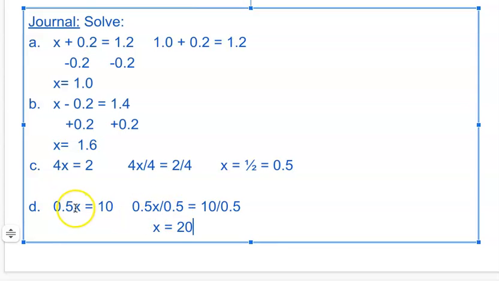And you can check it by plugging it back in. So 20 times 0.5 does equal 10. So that is your answer.